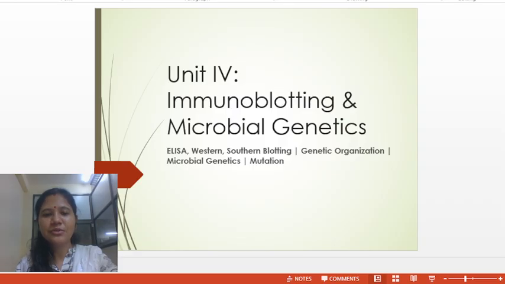So in this Unit 4 we have the immunoblotting techniques and the microbial genetics. The immunoblotting techniques will include Western blotting, Southern blotting, ELISA techniques, and genetic organization. It will include the eukaryotic genetic organization, prokaryotic genetic organization, and also the biotransformation and the mutation part. So we will start with the immunoblotting techniques.